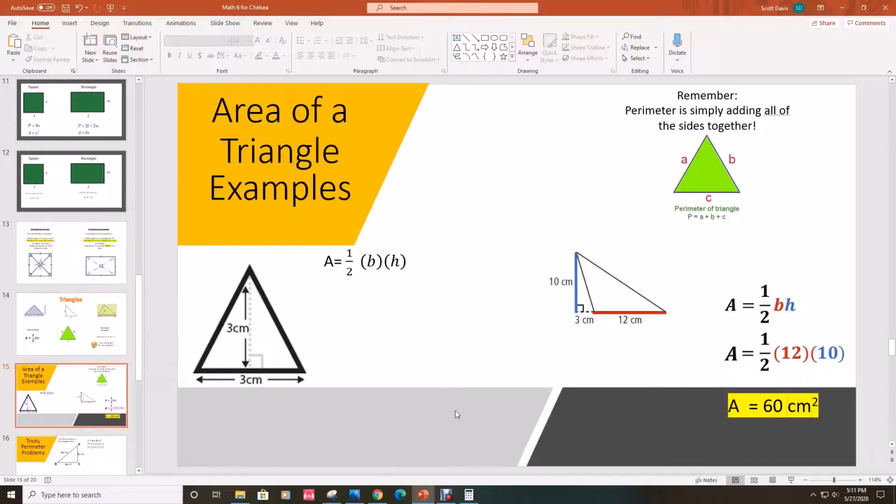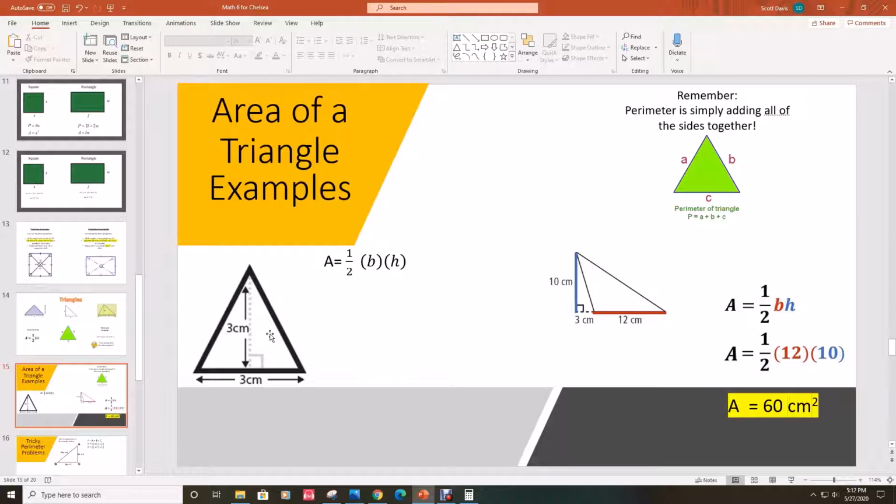Okay? All right, so now we're going to move into area of a triangle. All right, and I've got a couple of examples here. So let's look at this triangle here first. I want to tell you that whenever I'm doing any sort of math problem, especially one that requires a formula, I'm going to write that formula out. Doesn't matter if you have it memorized. I want you to write out that formula. Don't try to fill things in right at the very beginning and try to get it all in there at once.